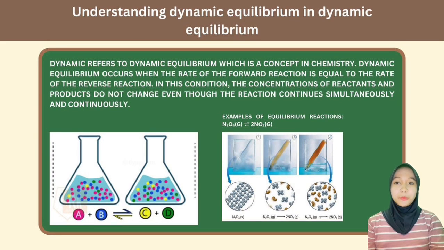Okay, in this section, we will understand dynamic equilibrium, which is a concept in chemistry. Dynamic equilibrium occurs when the rate of the forward reaction is equal to the rate of the reverse reaction. In this condition, the concentrations of reactants and products do not change even though the reaction occurs simultaneously and continuously. We can see here an example of an equilibrium reaction: nitrogen tetroxide gas is in equilibrium with 2 moles of nitrogen dioxide.